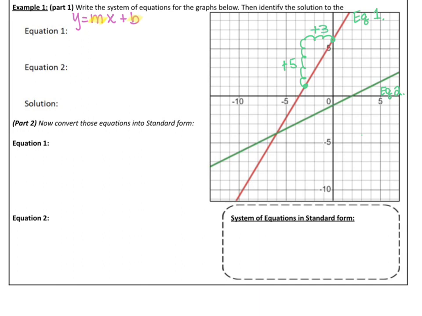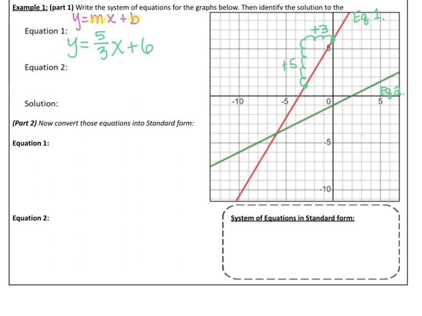I notice that from left to right, my graph is moving up. It's increasing, so that's going to give me a positive slope. So my first equation is y equals 5/3 x, and then the y-intercept is at positive 6. That was actually one of my points. And we're done with equation 1 right now.